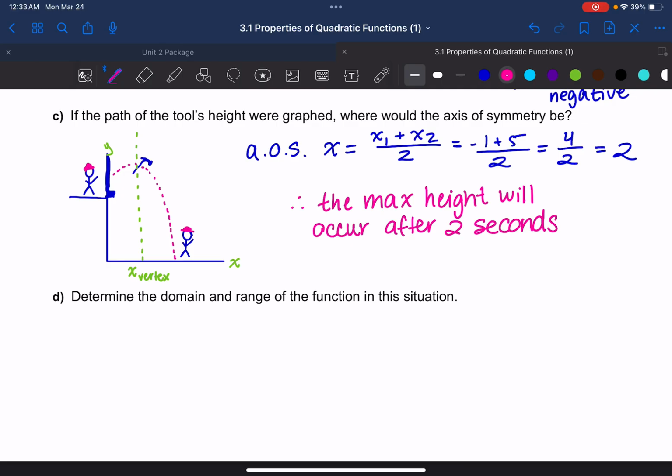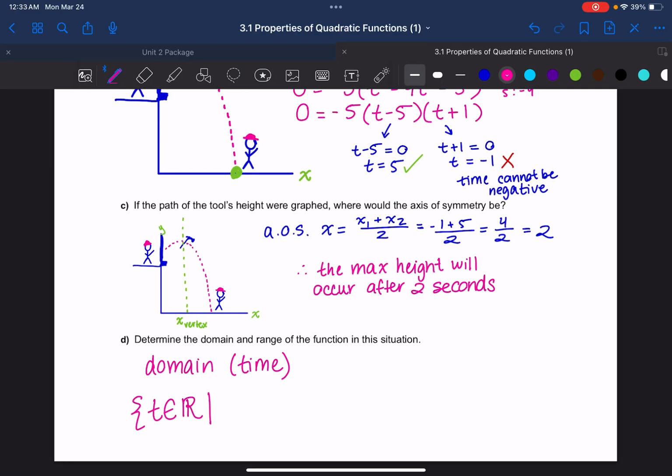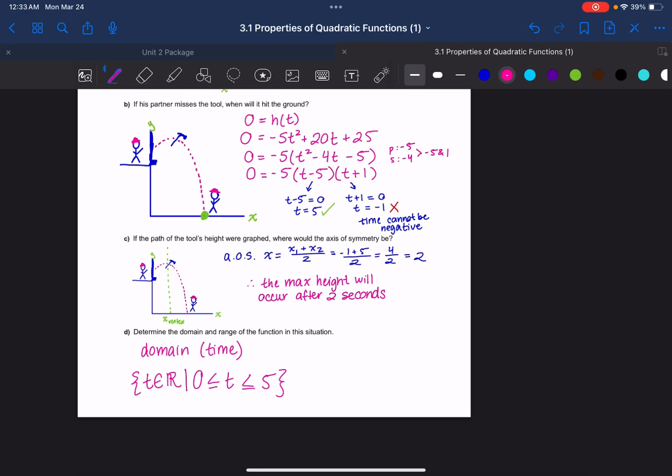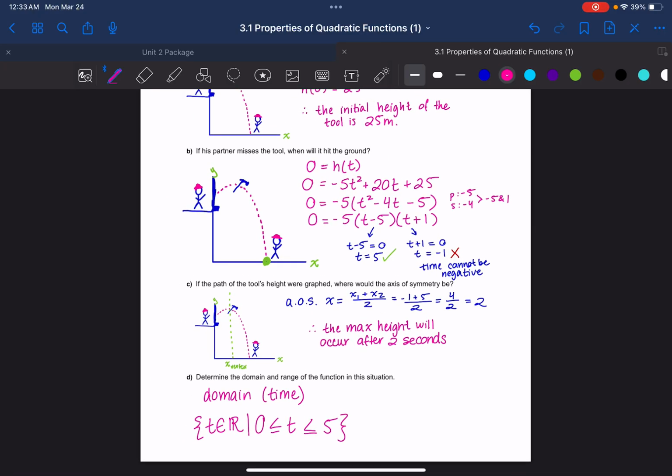So if I'm just looking at the scenario of them throwing it out the window, my domain is going to be representing time. So the time that this is allowed to be happening at, I'm going to use t, since t is my variable for time. So I'm saying t is an element of the real numbers, but now I have to think about it like, okay, my domain is constricted from when the person is first holding the tool to when it hits the ground. That is what I'm looking at. So between, in this case, 0 to 5 seconds, since we determined in part B, 5 seconds is when it's going to hit the ground. So that is our domain for this function.